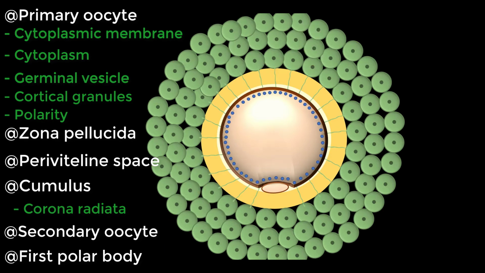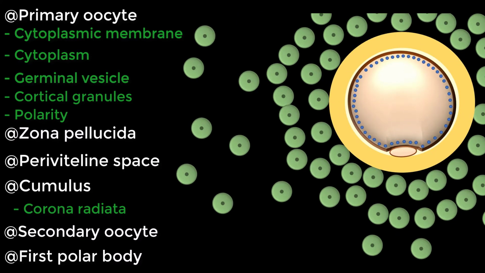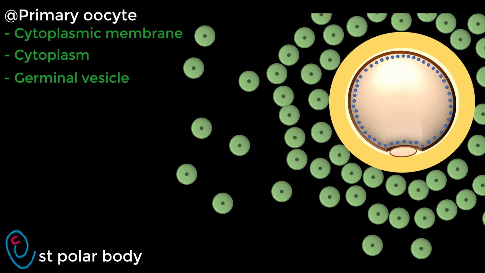LH will also trigger ovulation, where the oocyte and part of the surrounding cumulus will be pushed outside the ovary and into the fallopian tube.